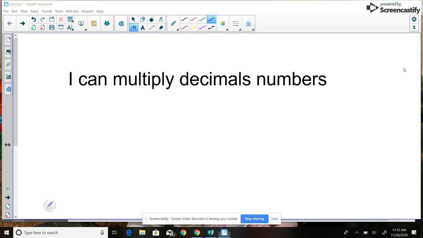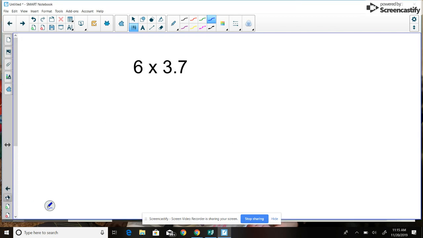I can multiply decimal numbers. We'll take a look at a couple of different situations on how we can multiply decimal numbers here. We'll start with multiplying a decimal number times a whole number. In this case, there's a lot of ways you can look at it.